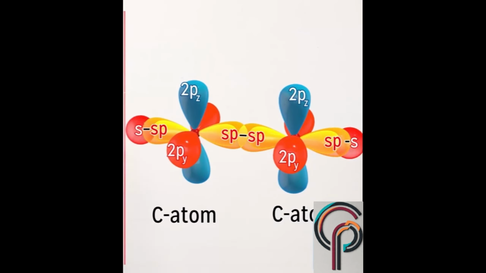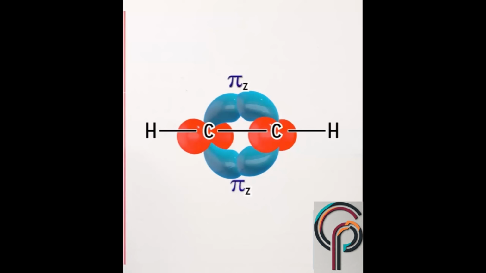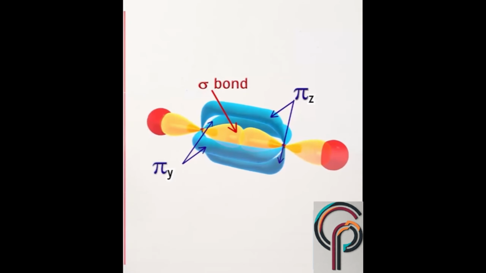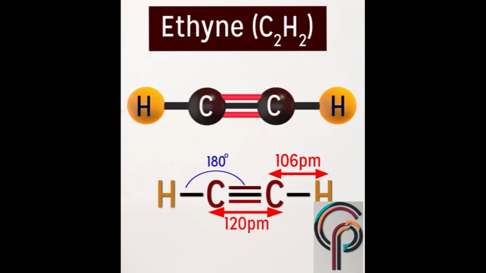Now, regarding the unhybridized p orbitals, the 2py orbital of one carbon overlaps sideways with the 2py orbital of the other carbon to form one pi bond. Similarly, the 2pz orbital of one carbon overlaps sideways with the 2pz orbital of the other carbon to form a second pi bond. Thus, the carbon-carbon triple bond consists of one sigma bond and two pi bonds, and the overall geometry of the molecule is linear.